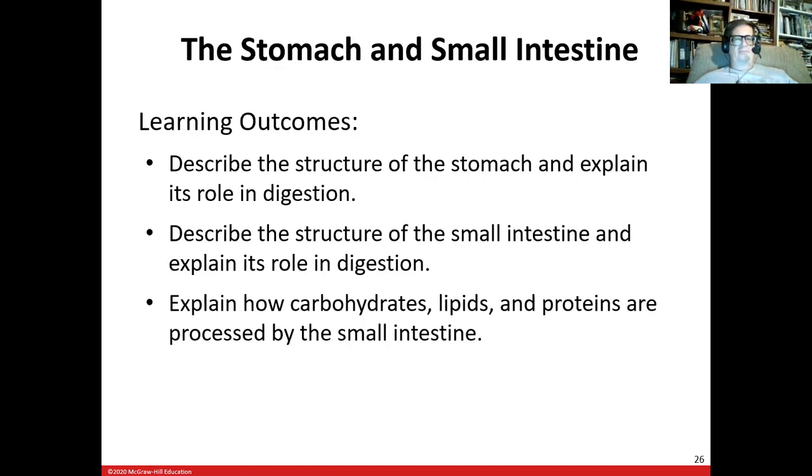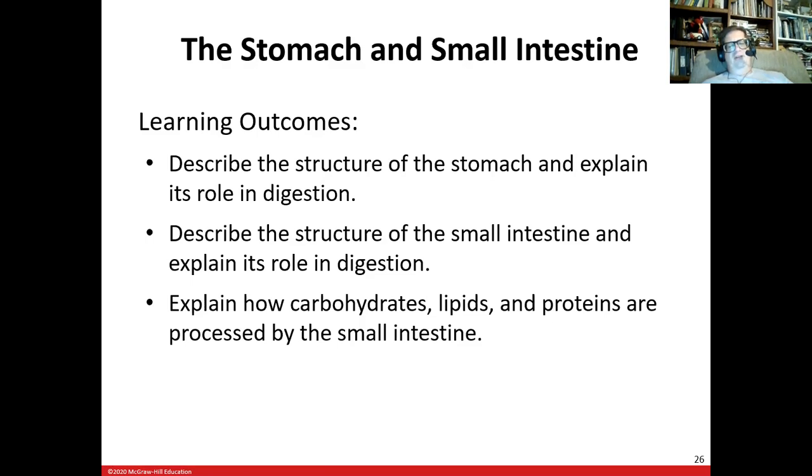Okay, let's move on. So we've gotten through the mouth and the pharynx and the esophagus. Let's now talk about the stomach and the small intestine, the structure of the stomach, and its role in digestion. I want you to know that we don't actually do a lot of absorption of nutrients with the stomach. We absorb water, we can absorb alcohol. You do break down proteins a little bit in the stomach, but you finish that in the intestines.